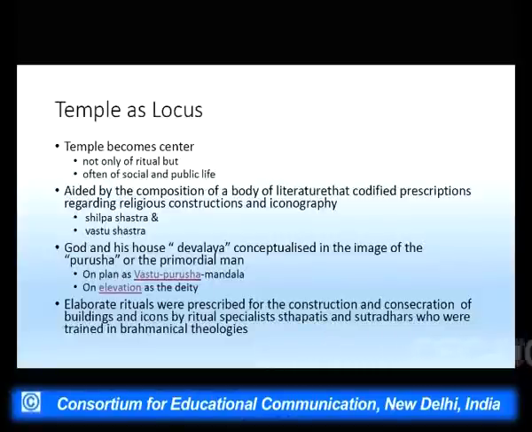Therefore, the temple becomes the center not only of ritual, but also of social and public life. By this, we mean that the temple as a structure is where people, the Raja and the Dvija, the upper caste, would go and perform rituals. These rituals involved darshan, the seeing and experiencing of the deity. This was a religious act, but also a ritual act. By darshan, some of the power of divinity was transferred to the person looking at the icon enshrined in the temple.